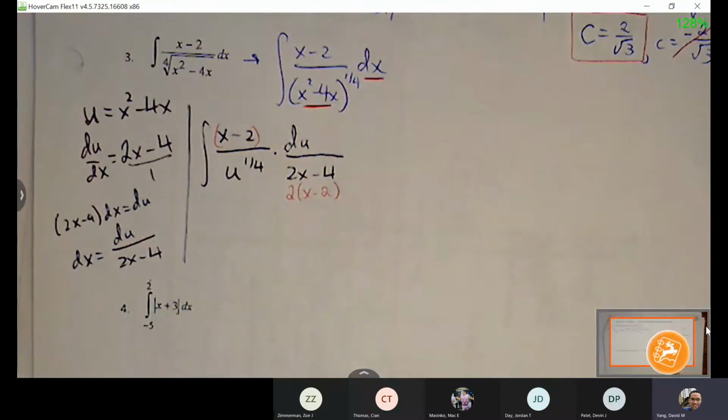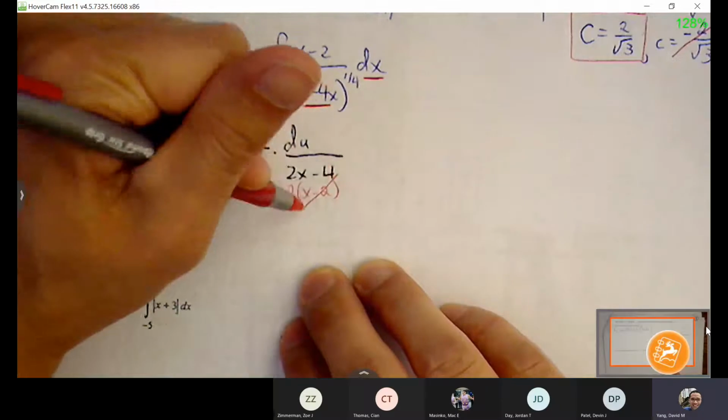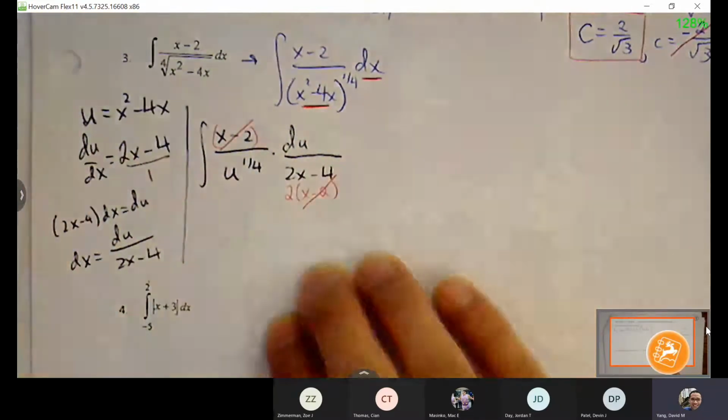So 2x minus 4 is really 2 times x minus 2. That middle setup, it's in the back page there. Okay, I get the x minus 2's to cancel out. Pull the 1/2 out in front.